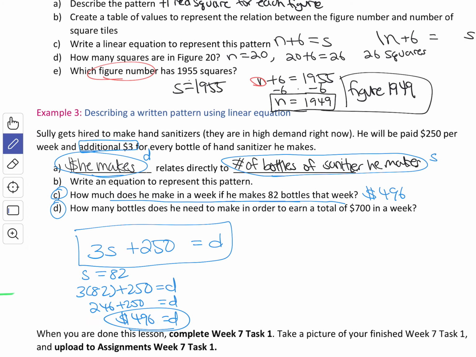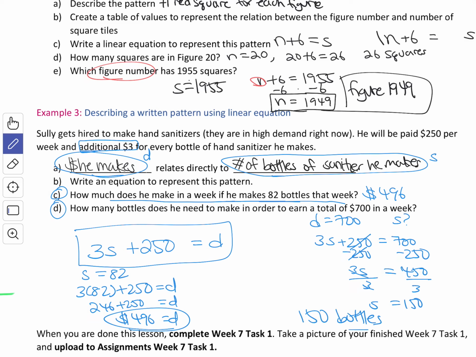All right, for D, I'm just going to delete this part so I have more room. Okay, how many bottles does he need to make in order to earn a total of $700 in a week? So we want to earn $700, and we have to figure out how many bottles he needs to make in order for him to make $700. So we're going to use the equation again. For D, we're going to put 700, and we're going to solve for our S. 700 minus 250 gives us 450, divided by 3 on both sides. And S is equal to 150. Okay, so he needs to make 150 bottles.